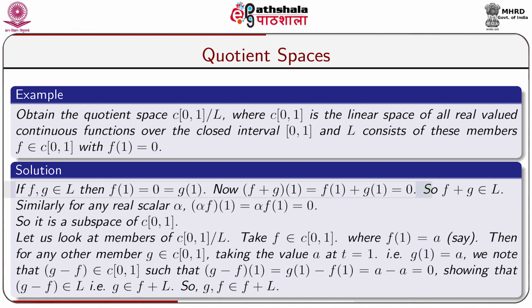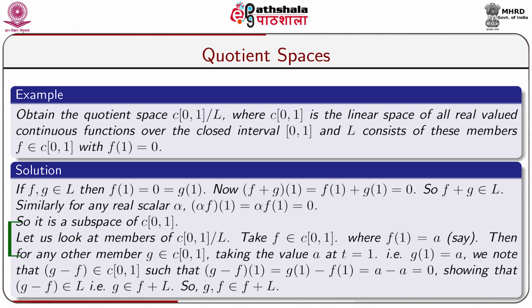Now, the solution is that if f, g belong to capital L, then f(1) equal to 0 is equal to g(1). Now, (f plus g)(1) is equal to f(1) plus g(1), which is again equal to 0. So, f plus g belongs to capital L, because L consists of all those members f belonging to C[0,1] with f(1) equal to 0. Similarly, for any real scalar alpha, (alpha f)(1) is equal to alpha f(1), as f(1) equal to 0. So, alpha f(1) is 0. So, it is a subspace of C[0,1].